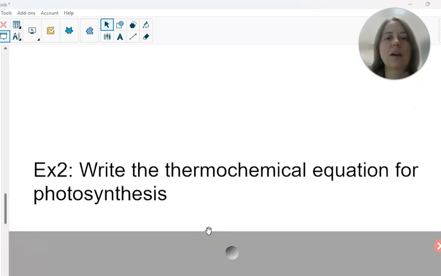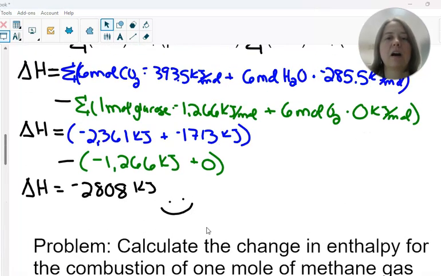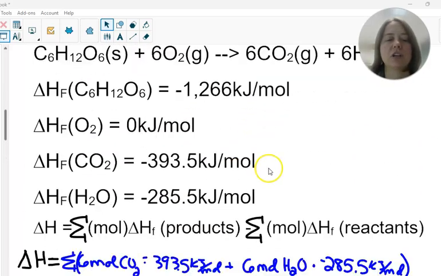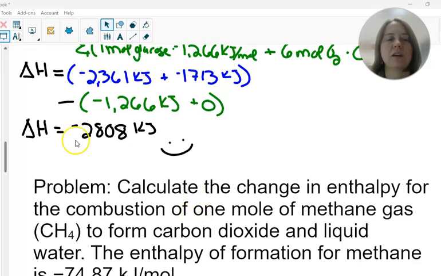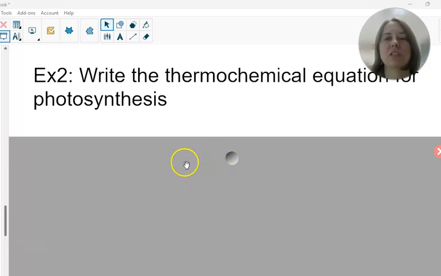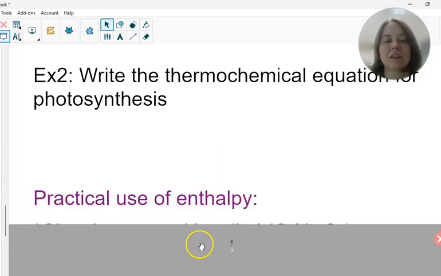Okay, you should have your equation, and then let's think about it. We know that in cellular respiration it's exothermic and we get 2,808 kilojoules. So what would be your change in enthalpy for photosynthesis? Take a moment and write that down. All right, we will go over that in class.